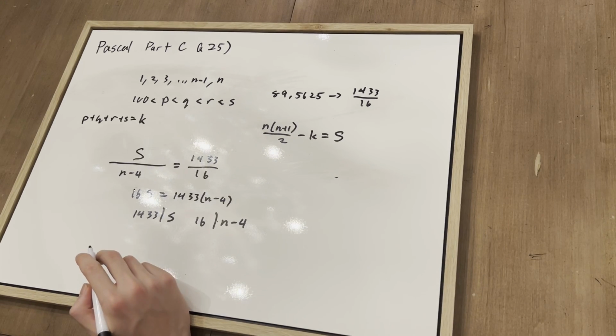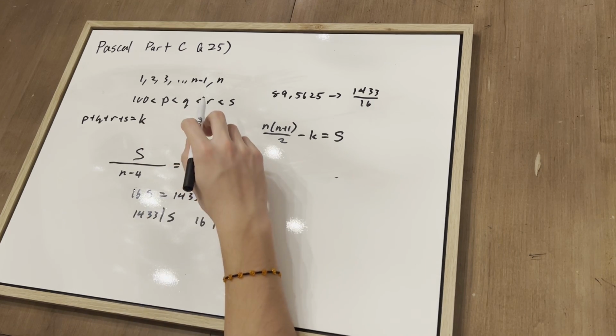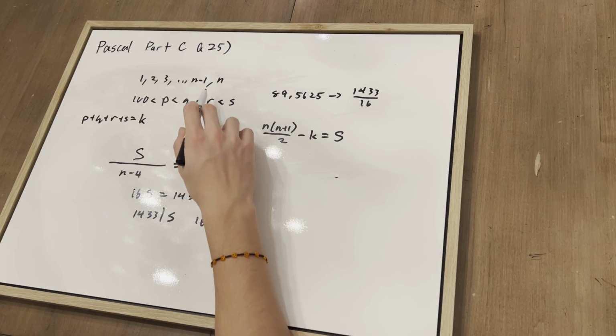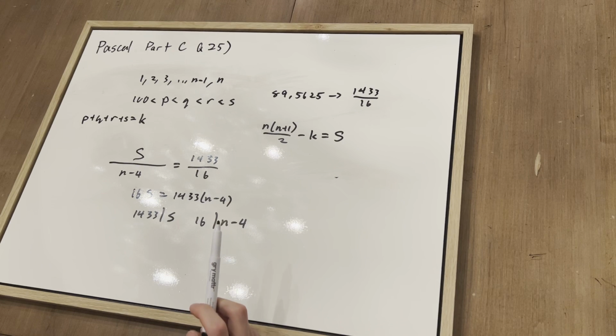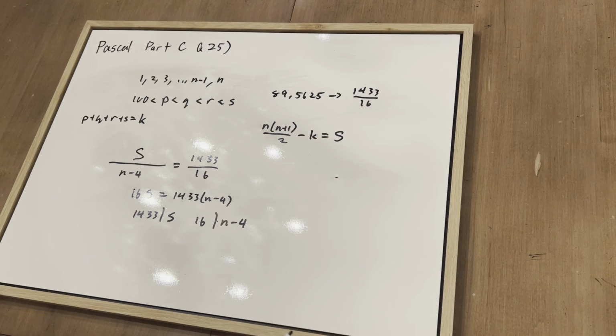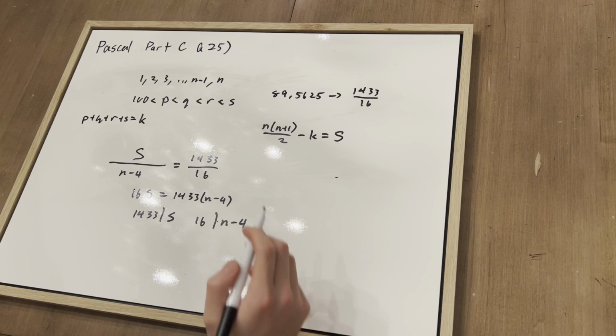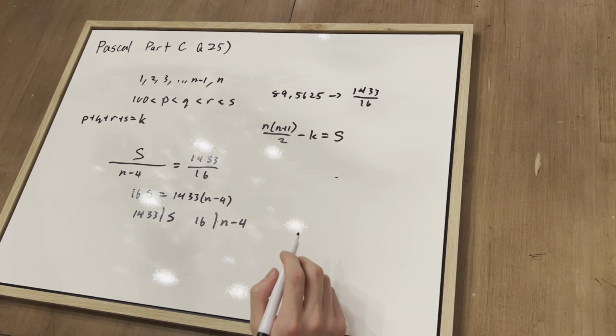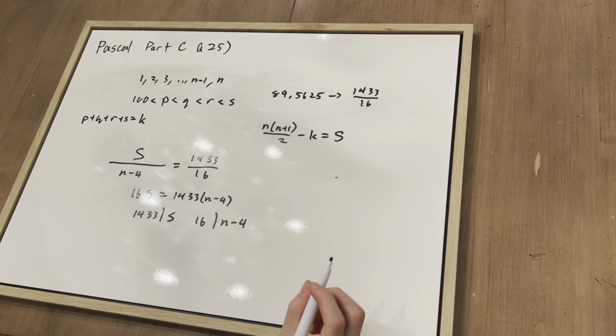So the next step is to actually make an assumption. We can do this by seeing that p, q, r, s is part of the list 1 to n. Since all of p, q, r, s are greater than 100, that means n necessarily has to be greater than 100 as well. And since we have more than 100 integers and we're taking out only 4 integers, we don't expect the average to change by much. So we can see that 89.5625 is really close to 90. So we can just make an assumption that the average of the original list is probably 90.